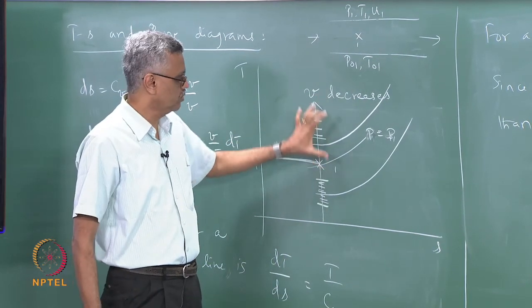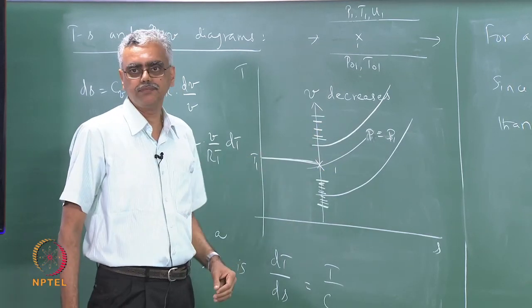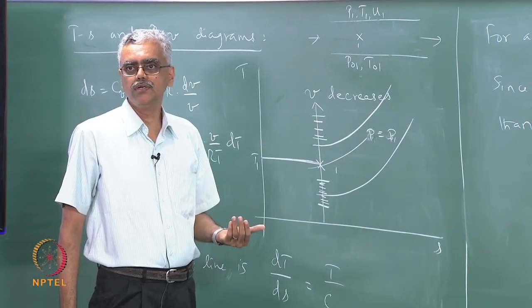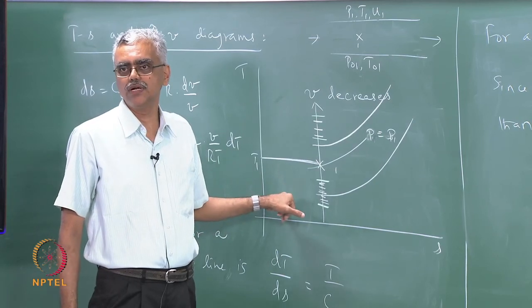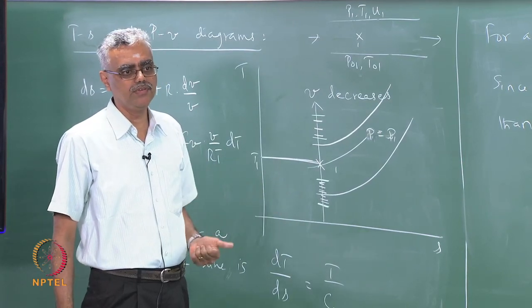So this talks about P and V. Next we have to look at drawing this on a PV diagram. We have looked at this on a TS diagram, and we have to look at this on a PV diagram next.